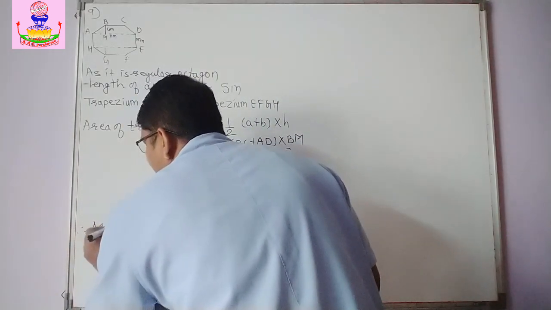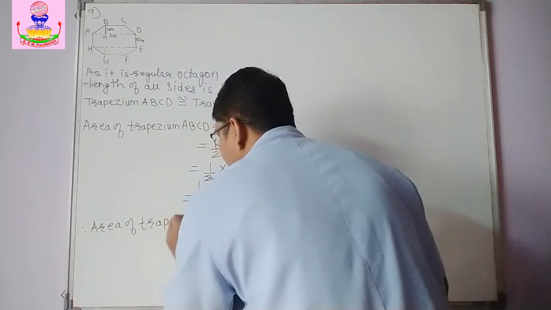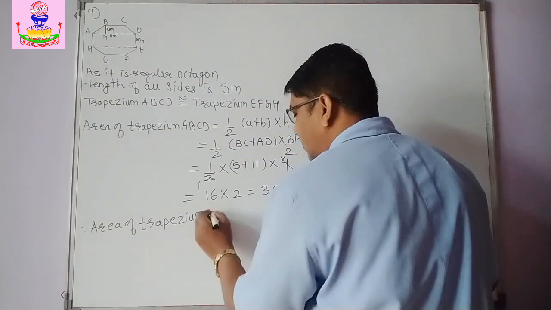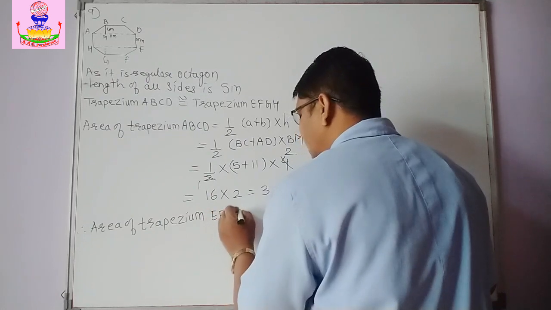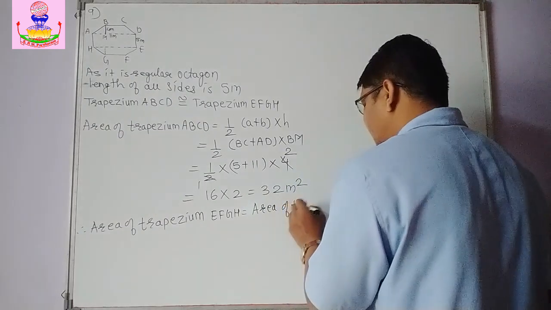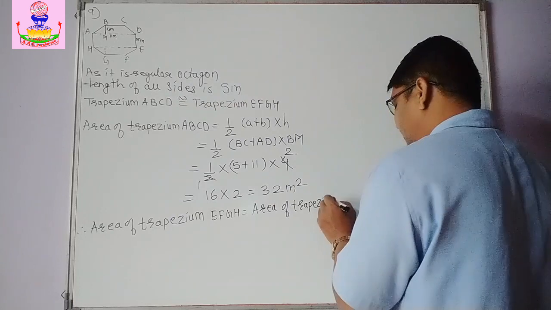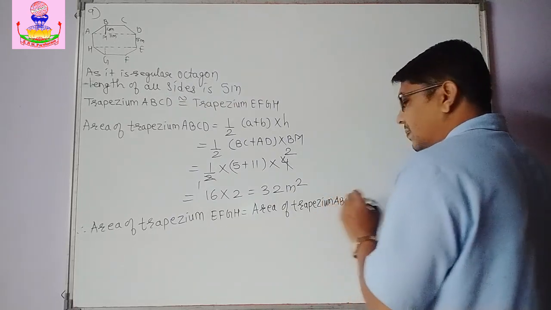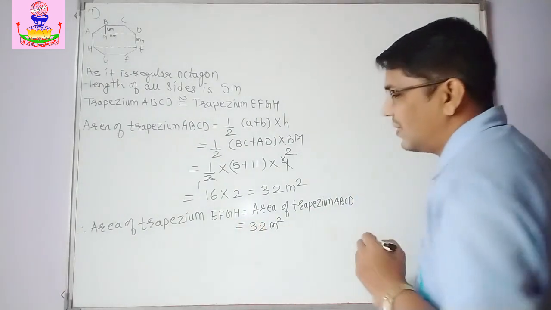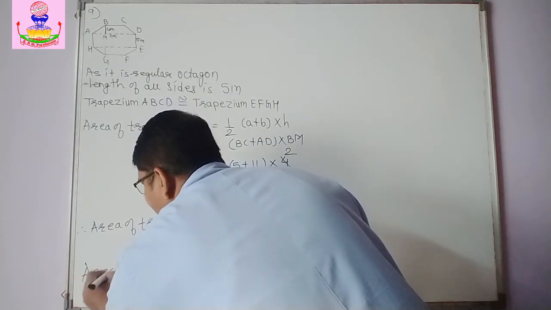Okay, so therefore area of trapezium ABCD is 32. Now another trapezium area is also same. So area of trapezium EFGH is equivalent to area of trapezium ABCD. Okay, so that is how much? 32 meter square.